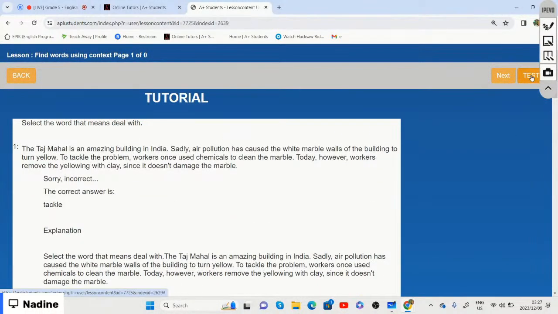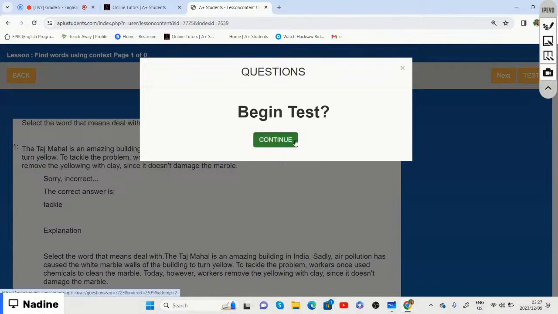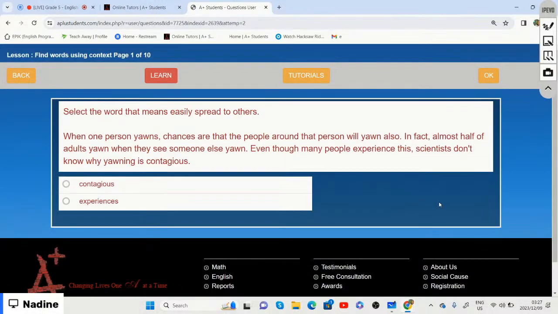All right, let's do the test. So we're going to have to find words using context. We need to select the word that means easily spread to others. So something that is easily spread to others. We need to select this word specifically from the text.